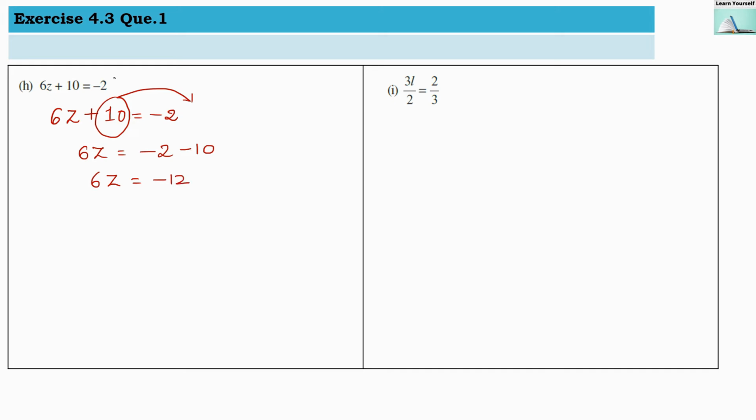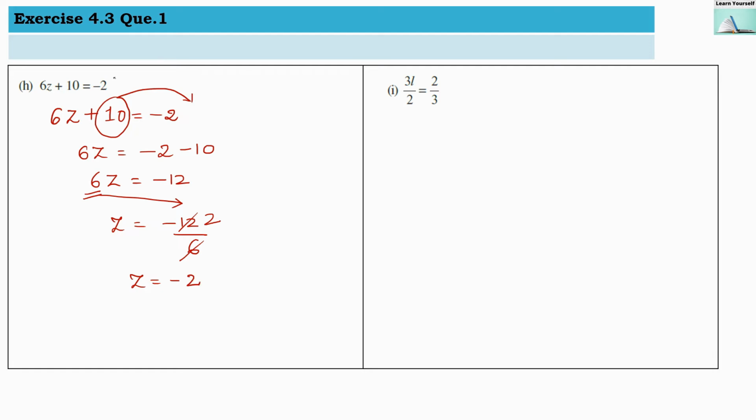Now this 6 is in multiplication. Once we are changing the side, it will go to division, it will go to denominator. So z equals to minus 12 divided by 6. 6 2s are 12 and it will carry minus sign. So z equals to minus 2 will be the answer.